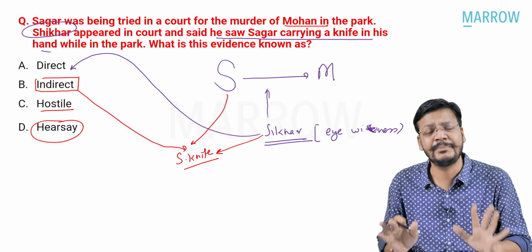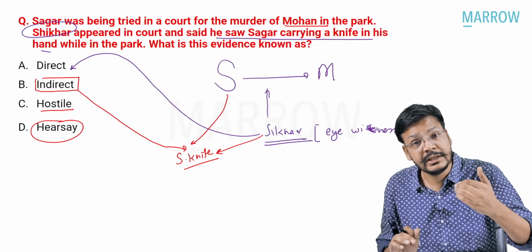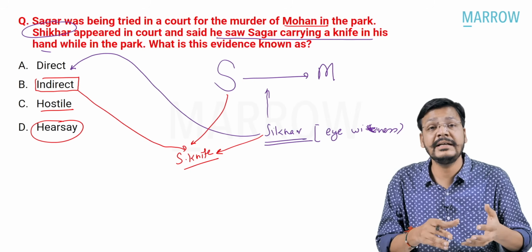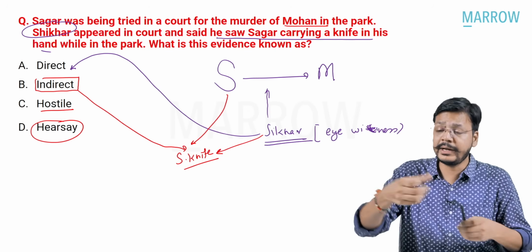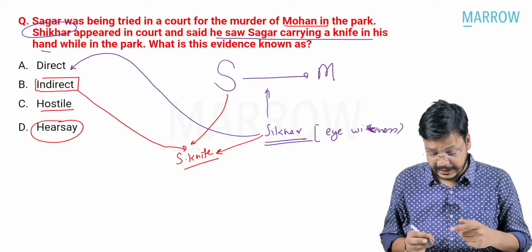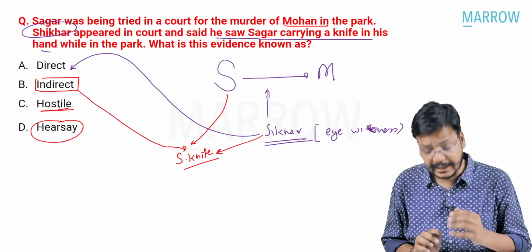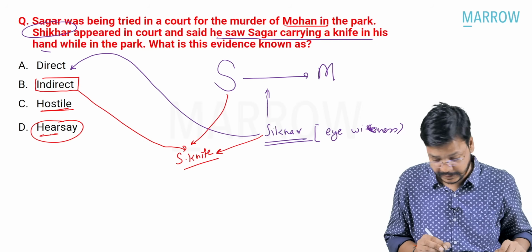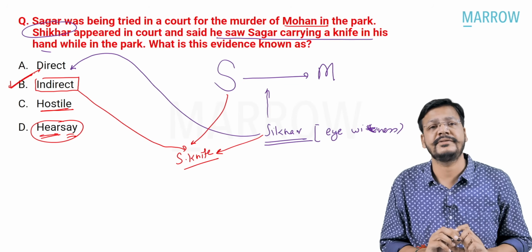So this is a very simple question, sir. Direct evidence is when you see it directly and you are giving evidence. Indirect, you have some evidence, but that is indirect, like your clothes are bloodstained and you are carrying a knife after coming out from the room after killing. That's indirect evidence. And hostile is the one who is changing the statement. And hearsay, you heard something, then you are saying something. So, sir, without any doubt, the answer is indirect evidence.